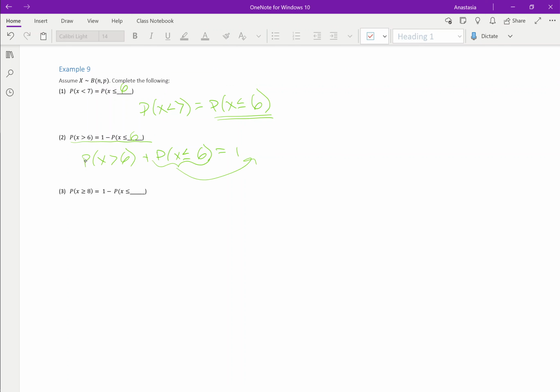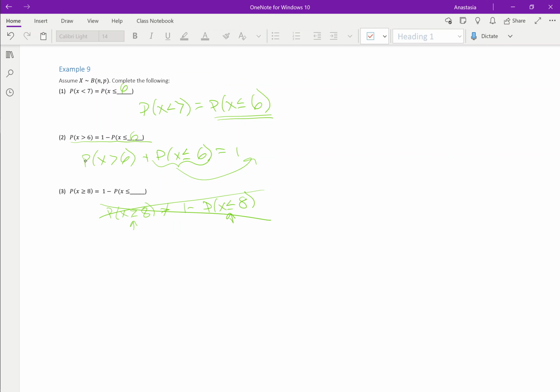Okay, one more example here, just a little bit more complicated. The probability that X is greater than or equal to 8. Well, the problem here is that we are actually including the endpoint here. So we can't just flip it to 1 minus the probability that X is less than or equal to 8 because that equality can't be contained in both. So that's not what we need here.